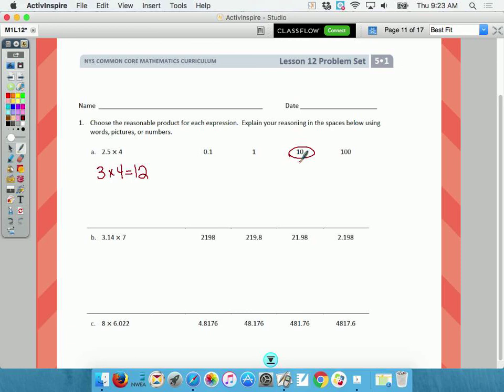Jay, what did we just do? We just multiplied 4 times 3. Well, where did we come up with the 3? Rounding the 2 5/10, and so we multiplied them and got 12, and then whichever one's closest to 12, you would pick. Okay, so did we estimate?